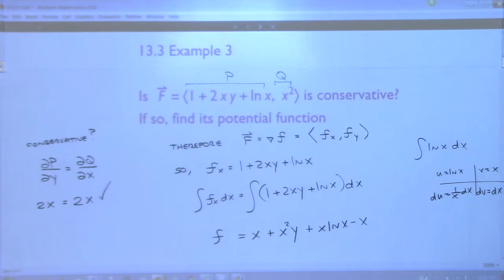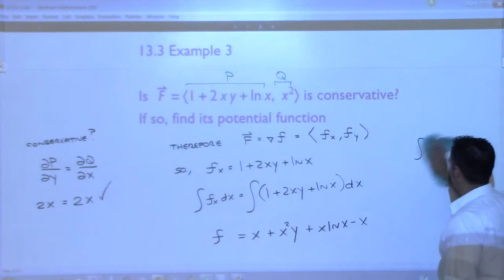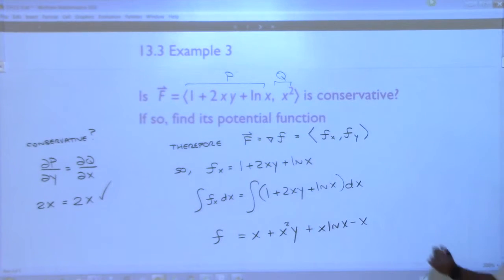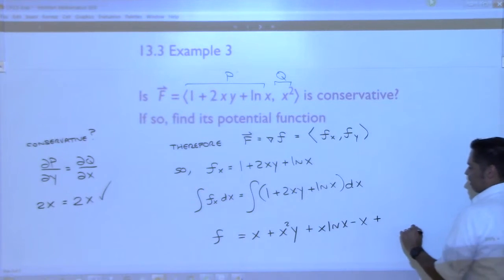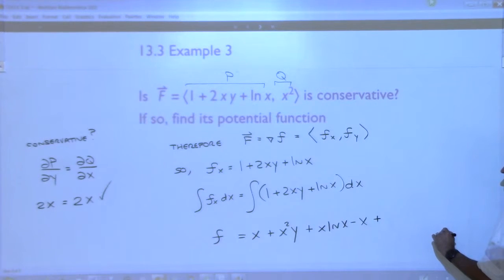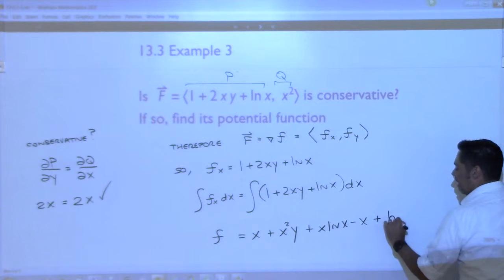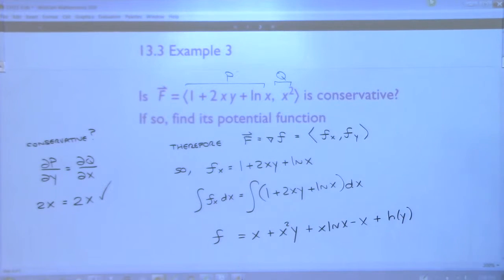All right, now, very important, this part. What am I missing? Oh yeah, plus C. This thing can have y's in it also. So we said h of y. Instead of a constant of integration, we have a function of integration that can have, at the most, y's and numbers. That's it. It can't have any x's mixed in with it.